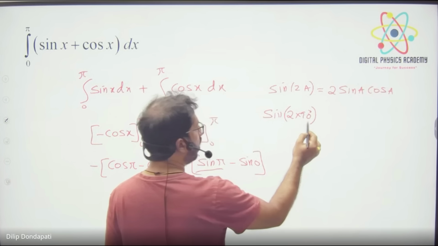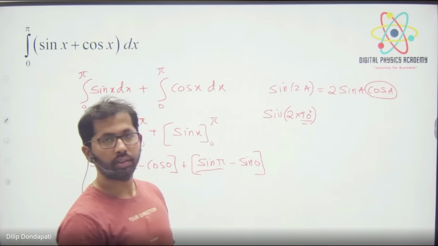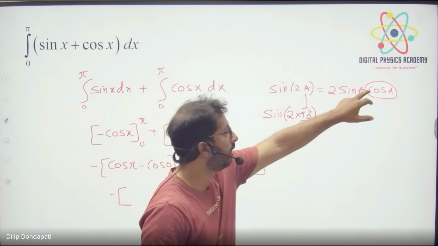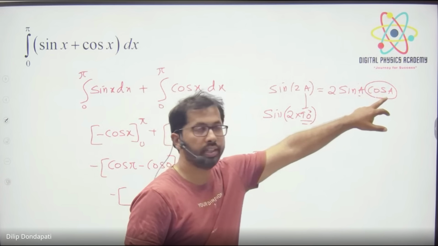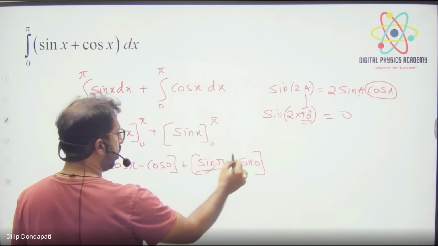Now what is a here? It is 90. Substitute 90 in place of a. Sin 90 is 1, cos 90 is 0. So 0 into something is 0. So sin 180 is 0, and sin 0 is 0. So the total term is 0 here.